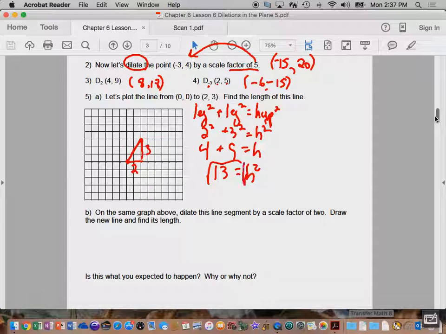Now let's square root both of them. And let's do this to the nearest tenth. So on your calculator, do square root of 13. What do we get? 3.6. Is it 3.6? Okay, so we'll call it 3.6.